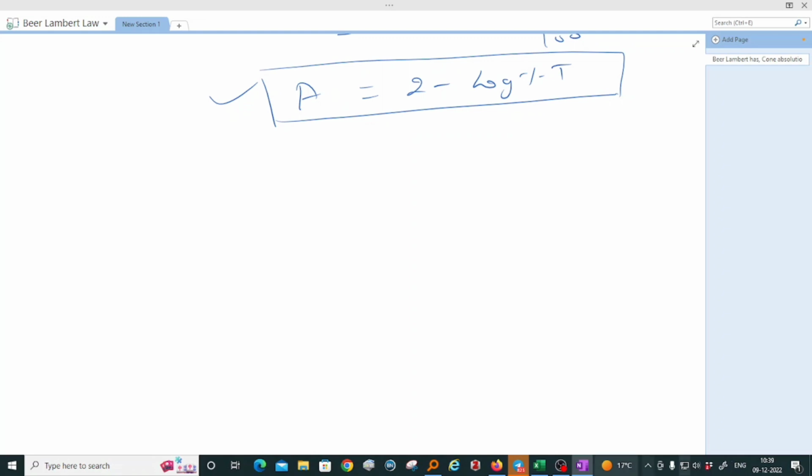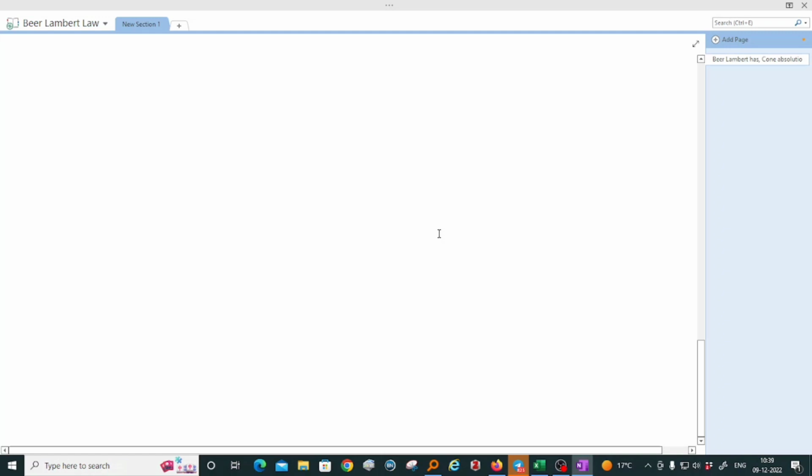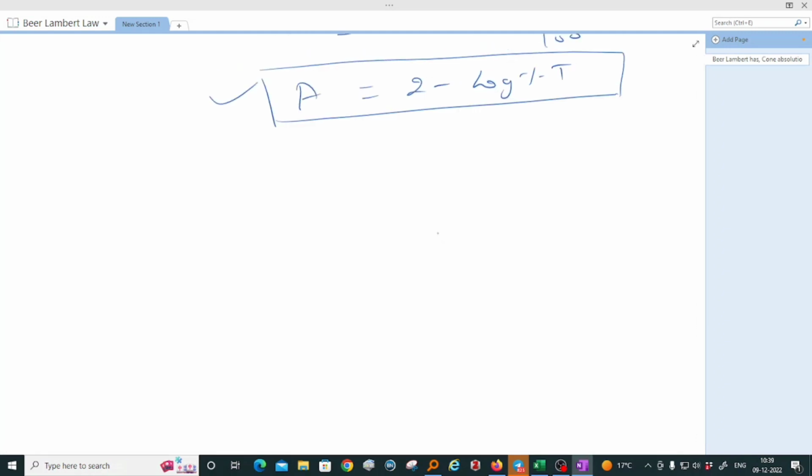Now I've told you what the Beer Lambert Law is. As per the Beer Lambert Law, if you draw the graph between absorbance and concentration, taking absorbance here and concentration here, the graph should be linear. This is the calibration curve. As the concentration increases, your absorbance must also increase. A equal to epsilon b c: if the path length is constant, say you are keeping it as 1 centimeter, then with an increase in the concentration of the sample, your absorbance will also increase. This is known as the Beer Lambert Law.